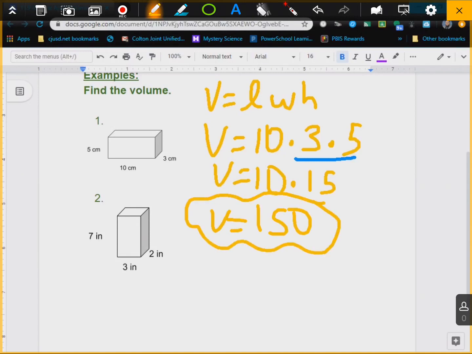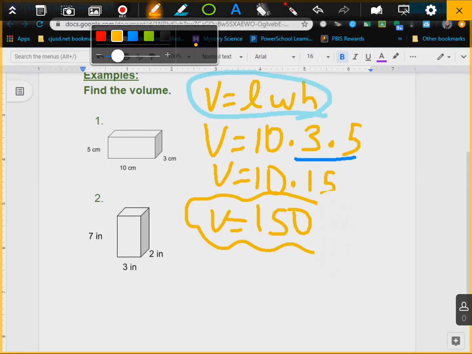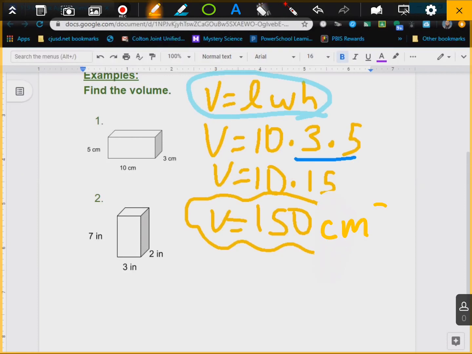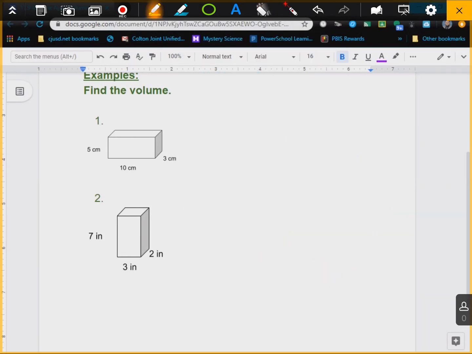Okay, so remember, this is the formula you need to write every time, and you need to know it. Volume equals length times width times height. So, is this my final answer? No, because I still have to put centimeters cubed. And now I have my final answer. Okay, 150 centimeters cubed. All right, let's go ahead and do the second problem.